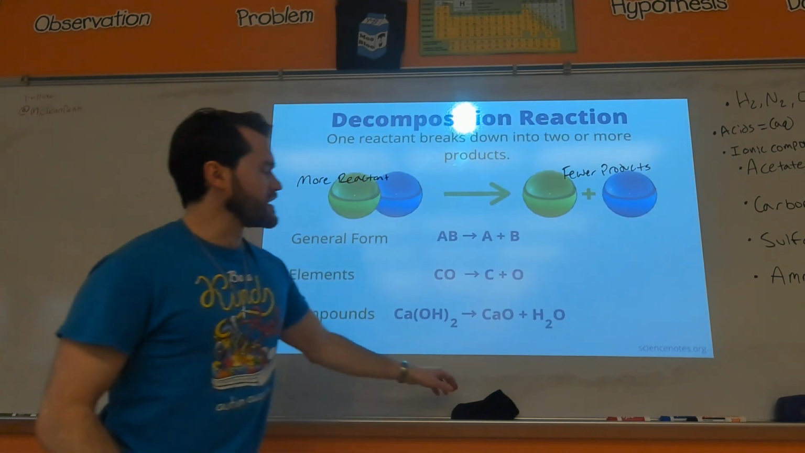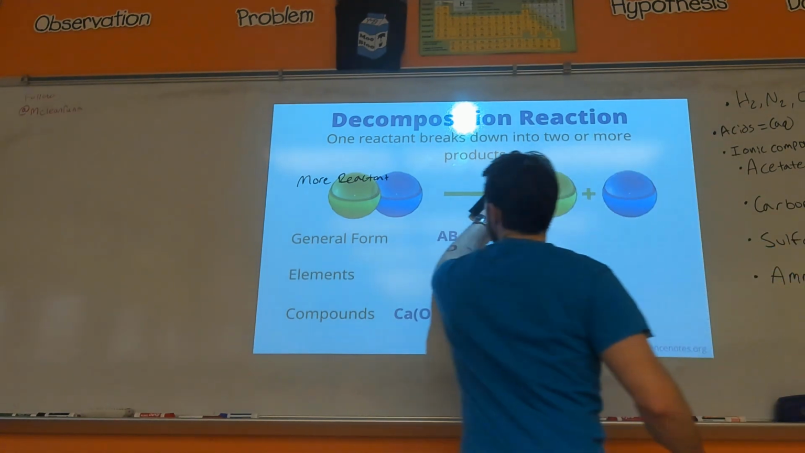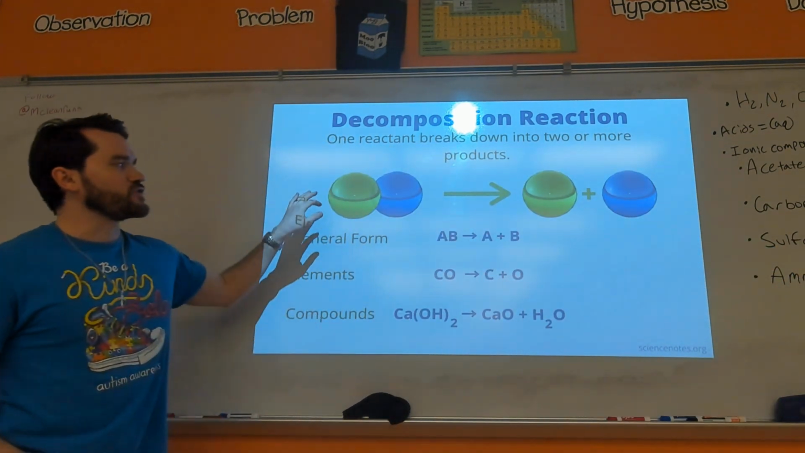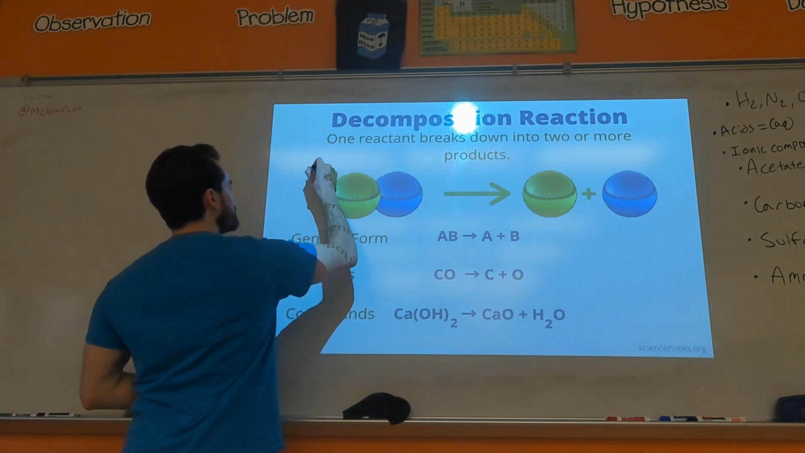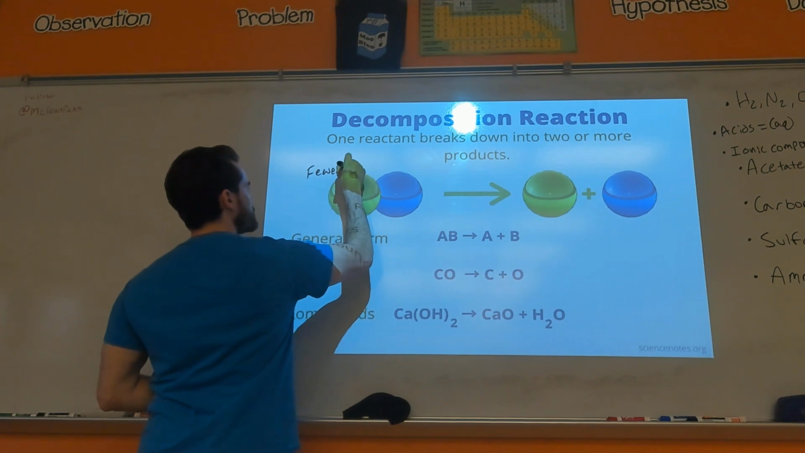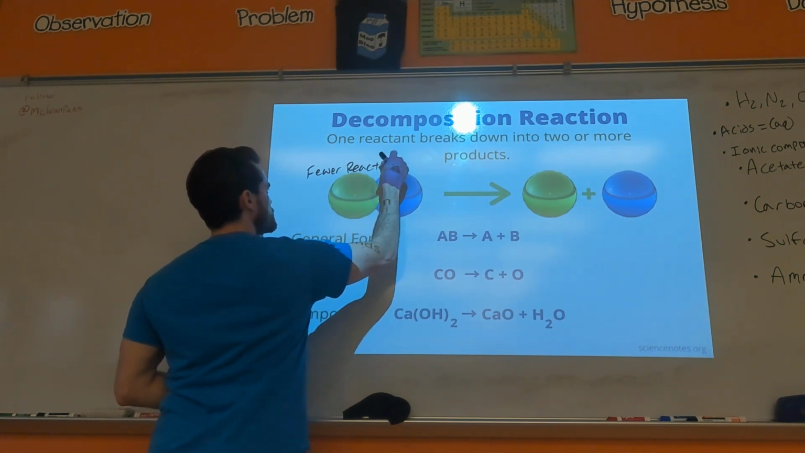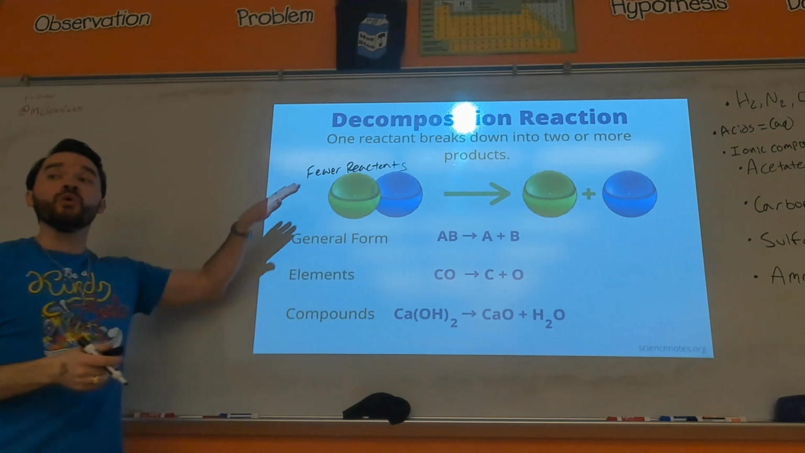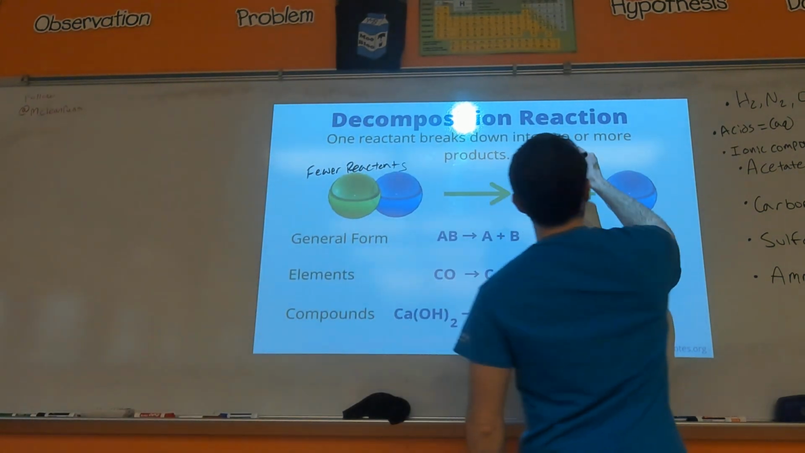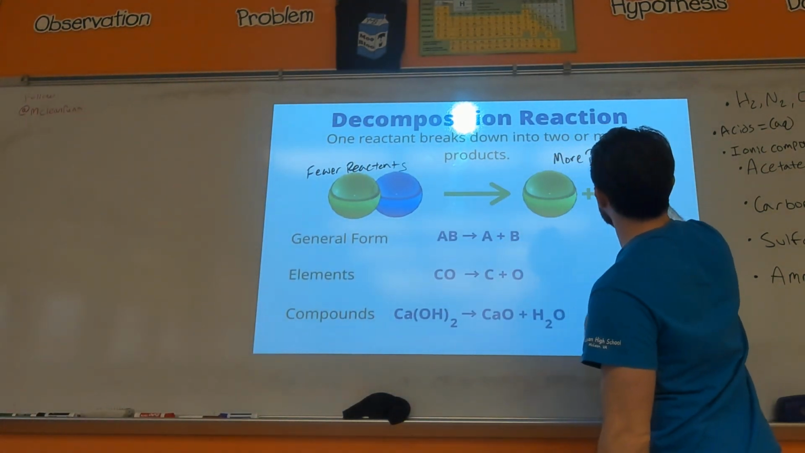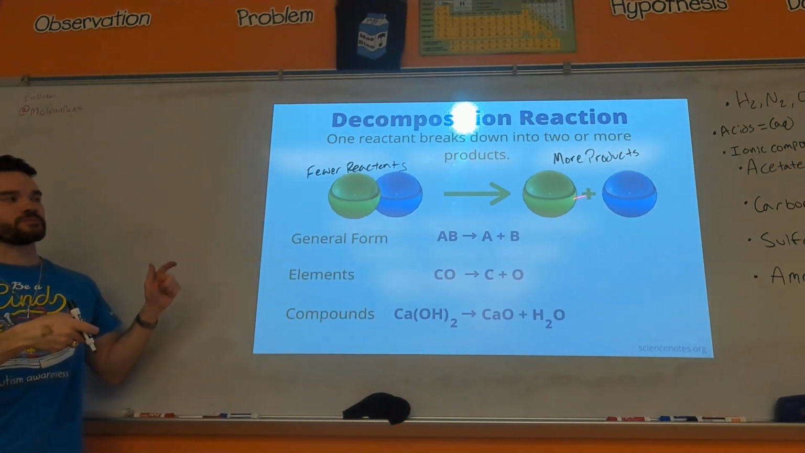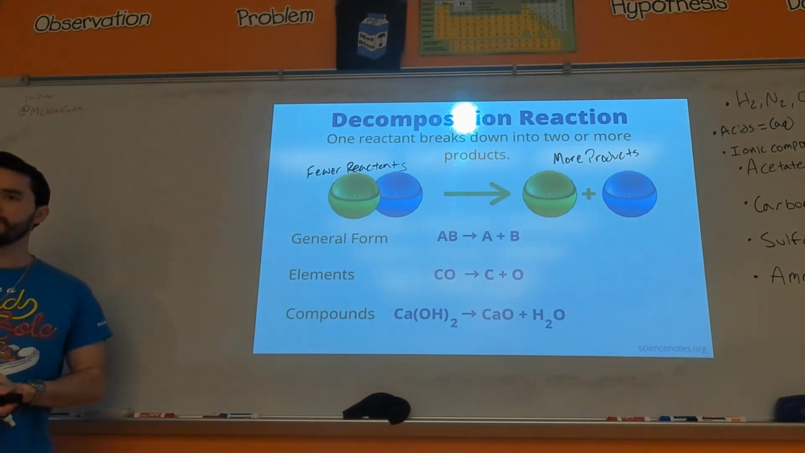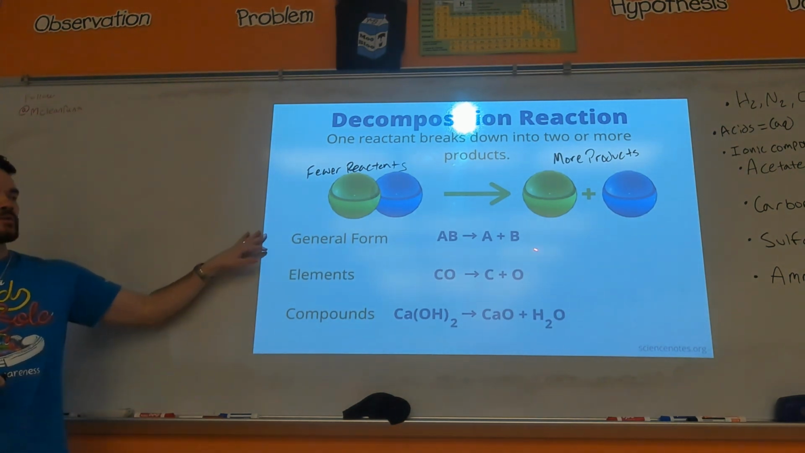All right. Second reaction is decomposition reaction. So in a decomposition reaction, it's the opposite of a synthesis reaction. Here, you have fewer reactants, or in this case, you just have one reactant, and then you make more products than you had reactants. So here, this one reactant breaks apart into two separate products. And the general format would be AB breaks apart into A plus B.